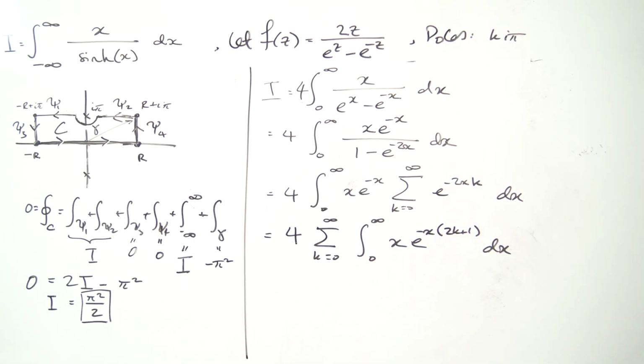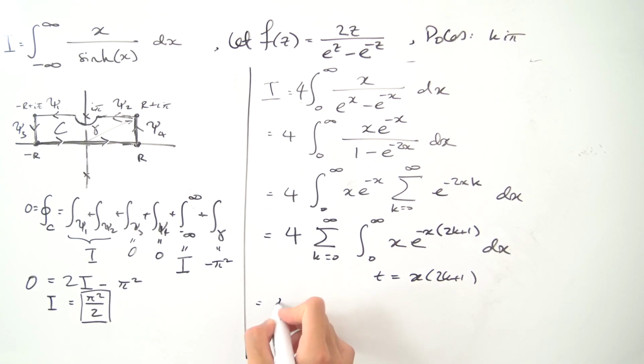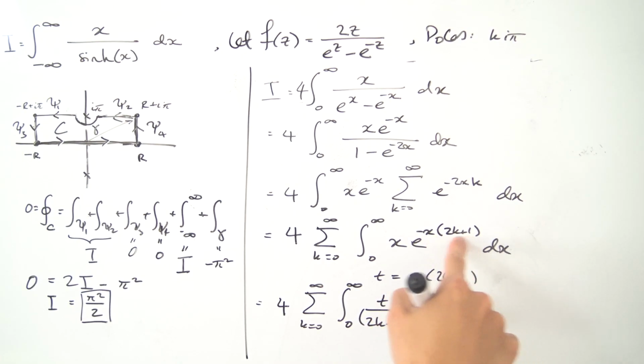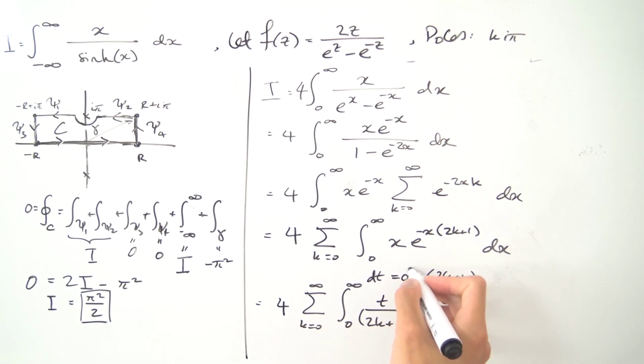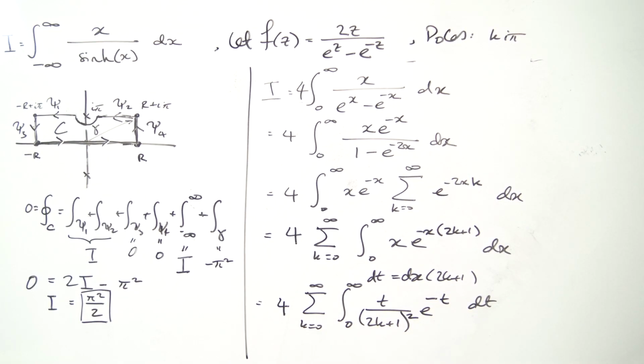And now we can do a bit of a substitution. Let's substitute t for x times 2k plus 1. And this is going to give us 4 sum from k equals 0 to infinity of, well, we're going to integrate from 0 to infinity still. If you plug 0 and infinity into here, you're also going to get 0 and infinity. What does x turn into? It turns into t divided by 2k plus 1. And then we have e to the minus. This whole thing becomes t. And then dx, if you differentiate both sides, we get dt equals dx. So dx becomes dt. And then we divide by 2k plus 1. So let's put a squared here.